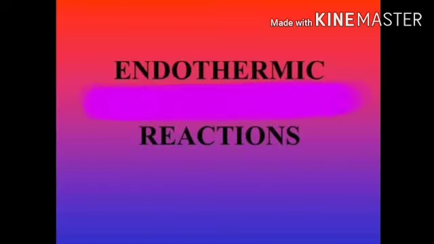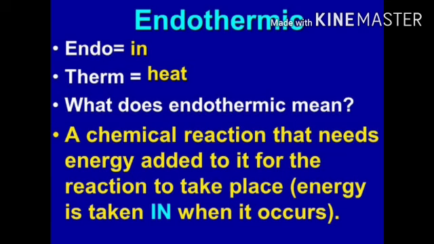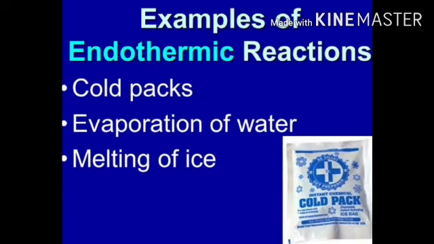Sometimes an endothermic process is also a spontaneous reaction. What is called an endothermic reaction? Endo means in, therm means heat. So endothermic means a chemical reaction that needs energy added to it for the reaction to take place. So energy is taken in when the reaction occurs. Examples of endothermic reactions: cold packs, evaporation of water, melting of ice. These are some of the examples of endothermic reactions.